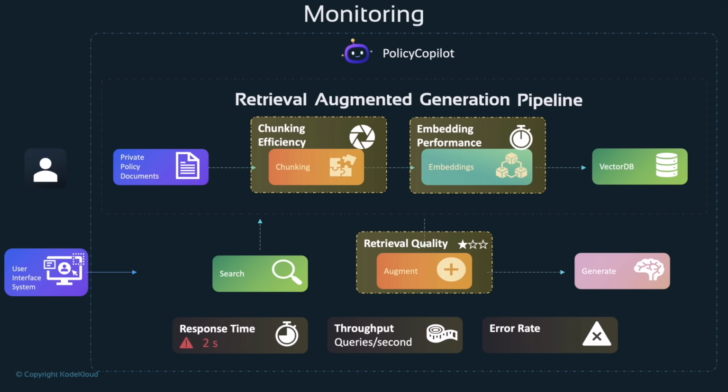We set alerting thresholds to know immediately when something goes wrong. So if response time exceeds 2 seconds, that's a performance issue. If error rate goes above 5%, then there's a system problem. The key is to set realistic thresholds based on actual performance, not theoretical targets. We want alerts that indicate real problems, not false alarms that cause alert fatigue.